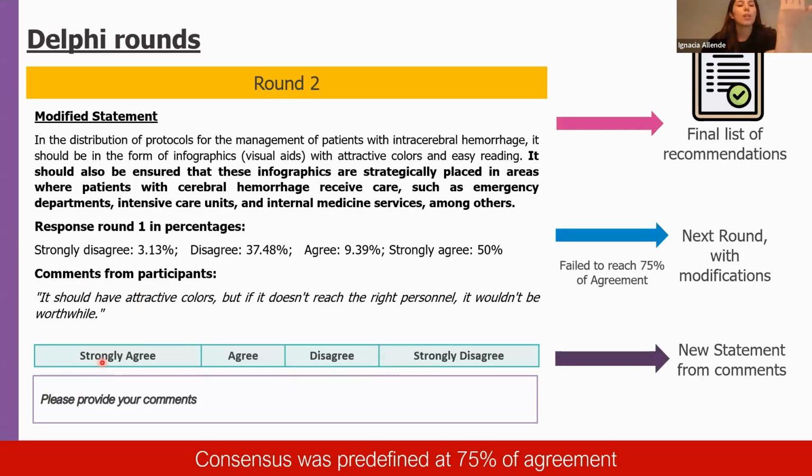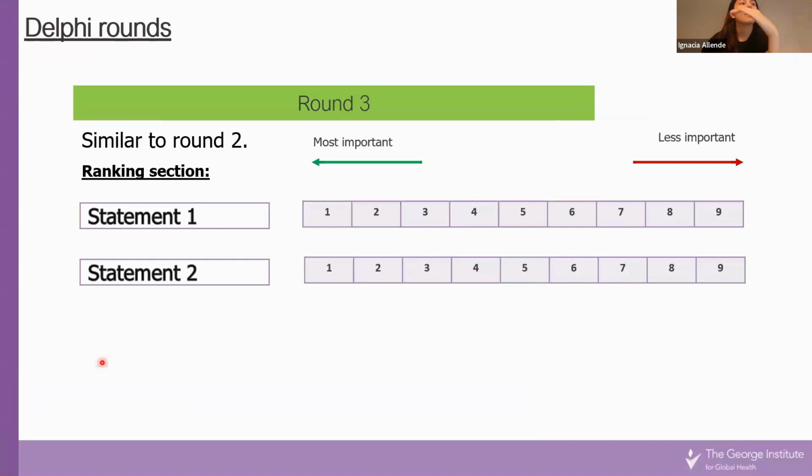Round 3 works similar to round 2, but in my case, and what many Delphis do, is they incorporate a ranking section. Instead of just stacking the statements, I wanted to granulate the importance of the statement. So I did another Likert scale from 1 to 9, 1 being most important and 9 being less important.